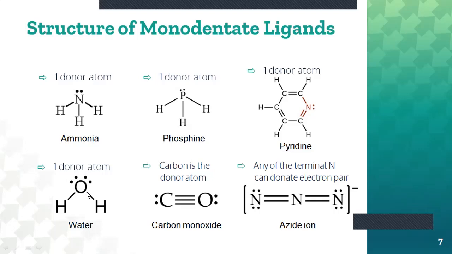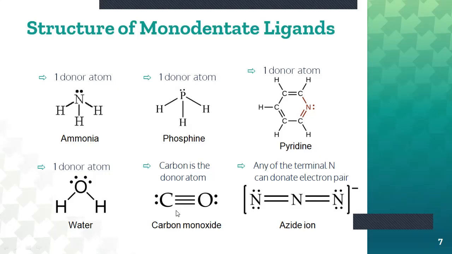Coming to the next structure, water. Oxygen has two lone pairs of electrons, but we have learned in the definition that a monodentate ligand has one donor atom, and one donor atom at a time will donate only one electron pair. Therefore, the oxygen atom will donate only one pair of electrons.